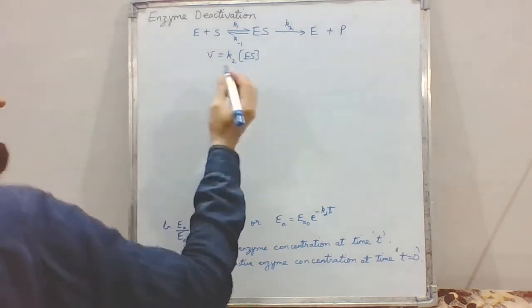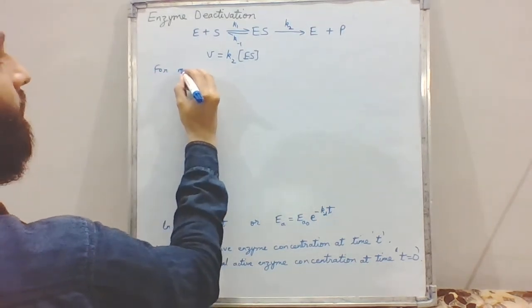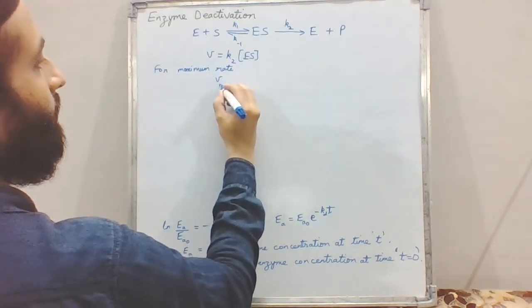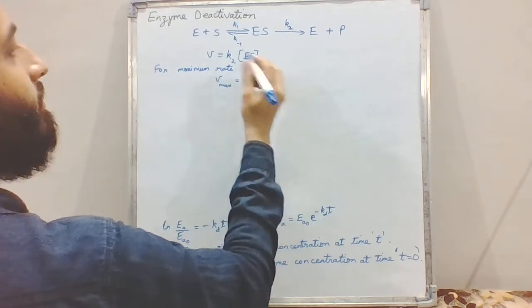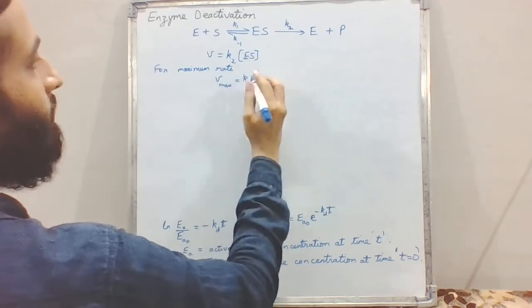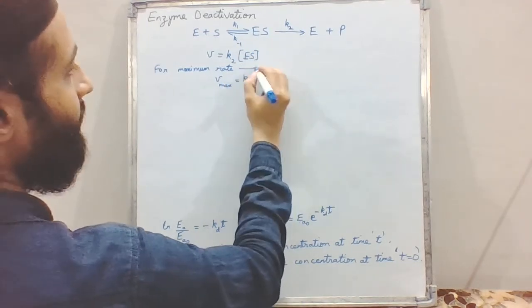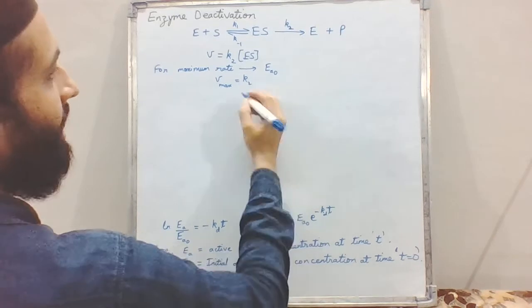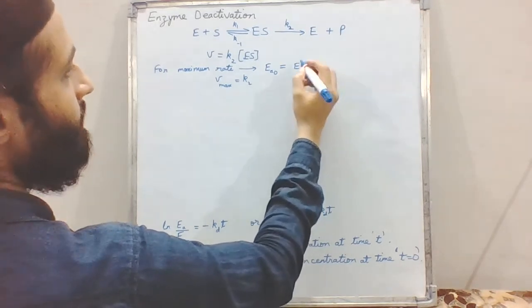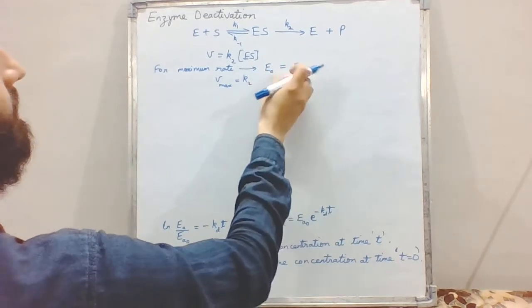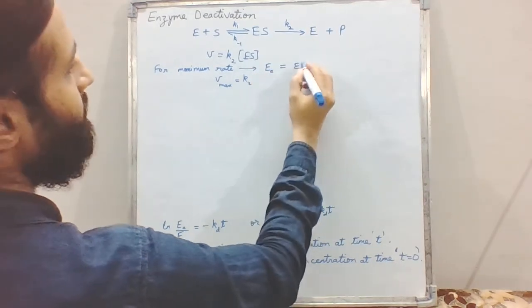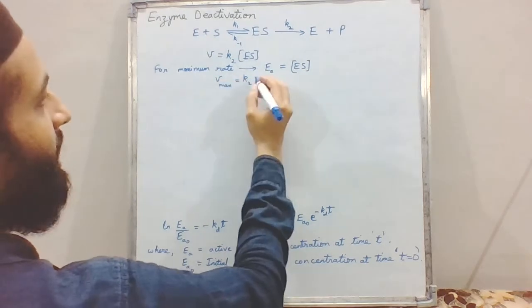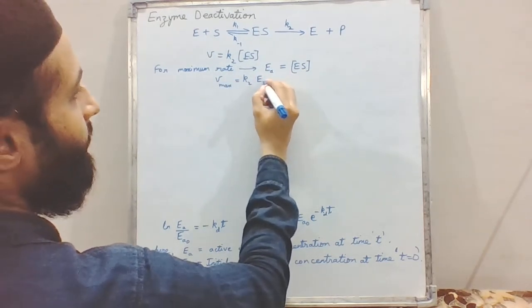And for maximum rate of reaction, we know that all the enzyme that we have put into the system must combine with the substrate to form enzyme substrate complex. That is, for maximum rate, all the active enzymes at any time must get converted into the enzyme substrate complex at that instant. So for maximum rate at any instant, this should be the case.